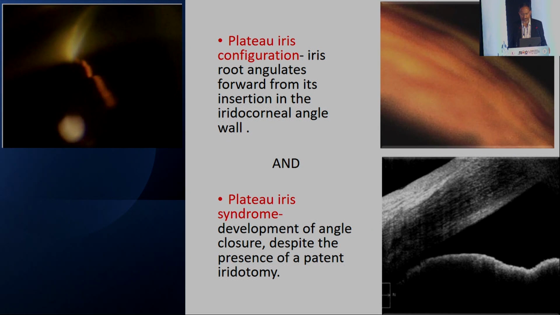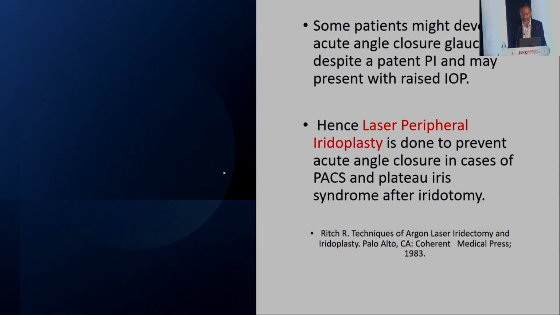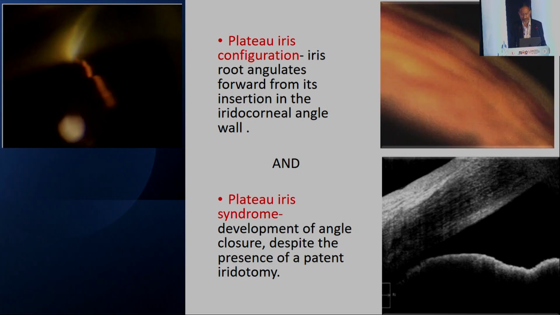So what is plateau iris configuration? The iris root angulates forward from its insertion in the iridocorneal angle wall, and this is called plateau iris configuration. When people with the plateau configuration develop angle closure despite the presence of a patent iridotomy, then it's a plateau iris syndrome. So you can see a double hump pattern. Mostly it is diagnosed post-PI.